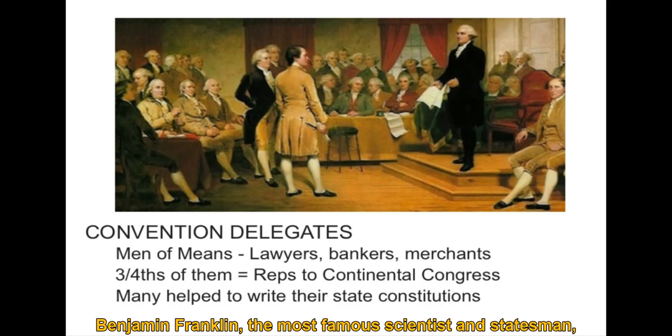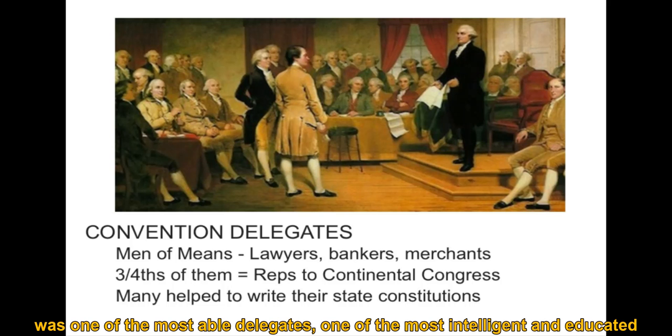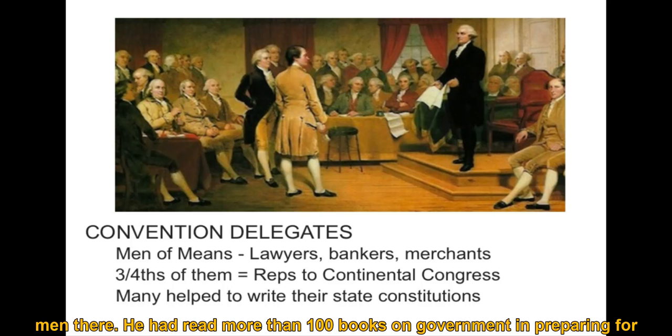Benjamin Franklin, the most famous scientist and statesman, lent his wit and wisdom to the convention. And James Madison, who was one of the most able delegates, one of the most intelligent and educated men there, had read more than 100 books on government in preparing for the meeting.